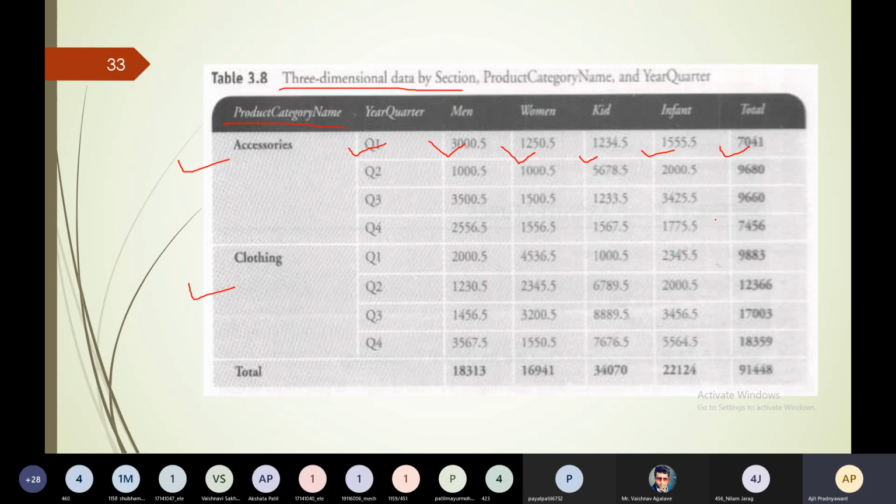This is called three-dimensional data, and this is required for analysis purposes at the management level. Now you can understand why it is important to view this data in such a way. For clothing, at quarter 1, this is the men's unit sold, woman's unit sold, this is the kid, and this is the infant section, and this is the total unit sold. Now if you look at this figure, you can understand that at quarter 3, this is the number of kids units sold in the clothing section.